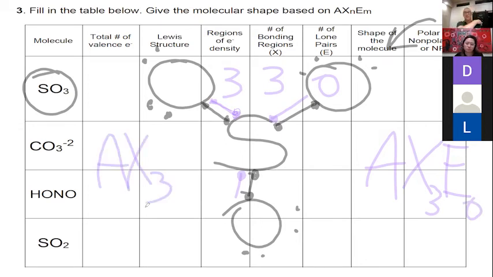So then you would look up on the table that's in Canvas. So you should print it out and keep it. We look up AX3 and we find out that it is trigonal planar, meaning 3. So basically it's in a plane and it's 3 regions. So this would be a planar molecule.